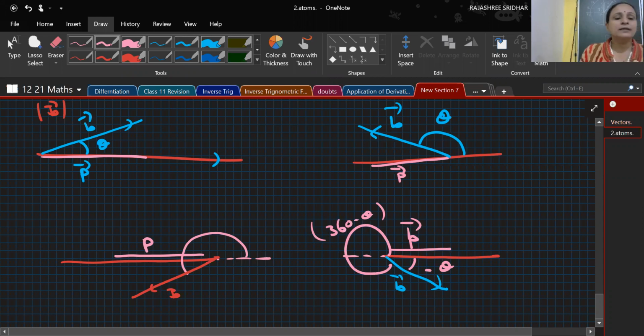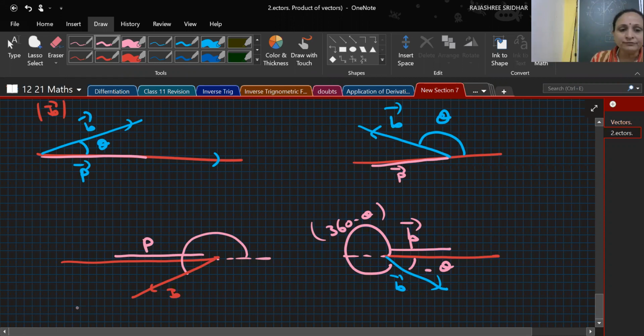360 minus theta. So that means if I put it on the coordinate axis, it can be first, second, third, or fourth. Depending upon where your vector is, you can take the projections. Is it clear? Depending upon the direction in which the original vector is, I can take the projections on the other vector. The angle is anywhere between 0 and 360. Is it clear?